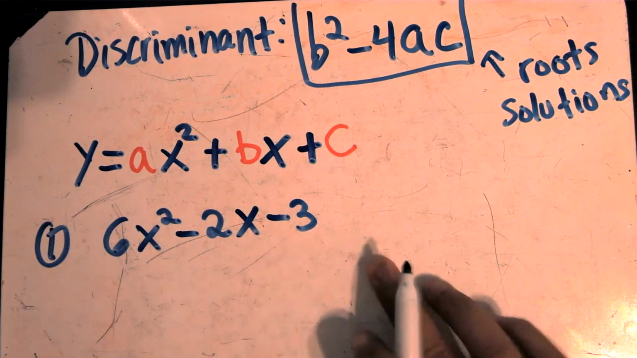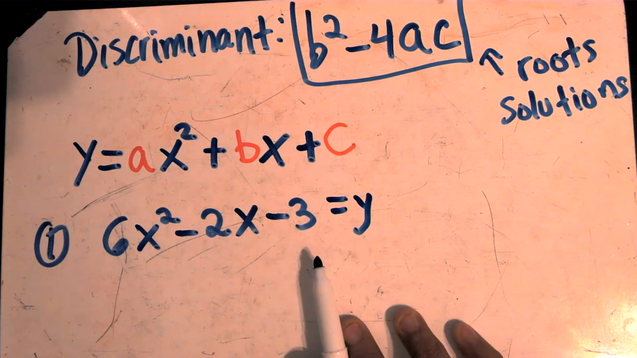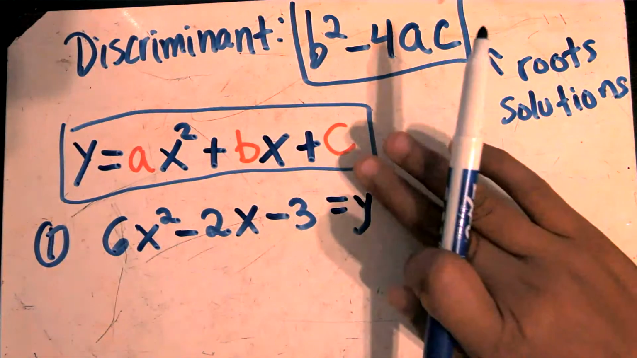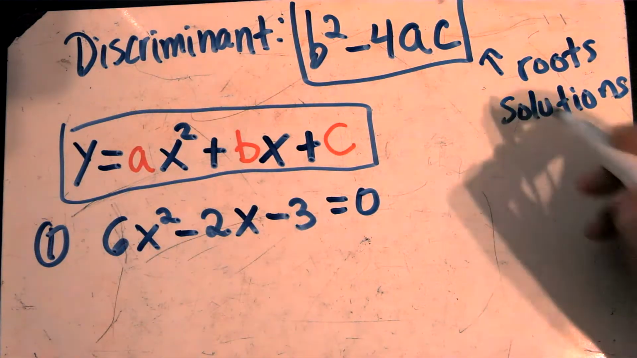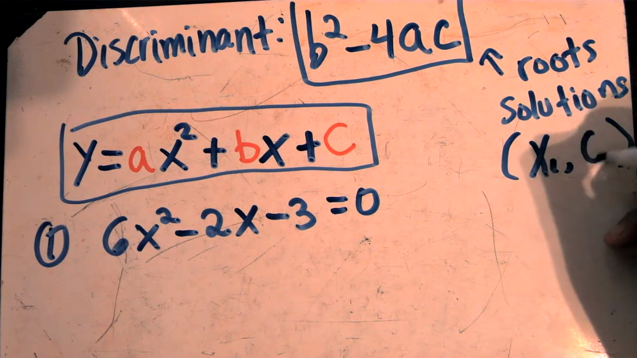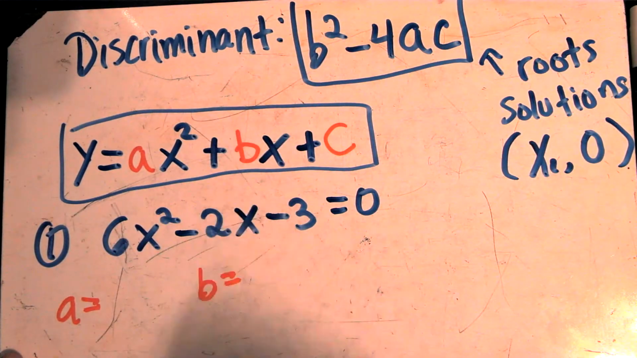So notice that the equation y equals is set already in standard form. This is the standard form of a quadratic function. And then we set y equal to 0, because the roots of any quadratic equation always have a 0 in the place of y. Then we are going to identify the a, the b, and the c.